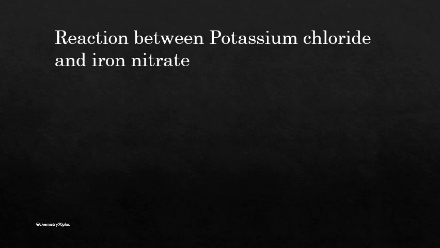Now let's see what if we have some chemical reaction like this. Can we write a net ionic equation for this one? Will there be any visible chemical change? Let's say potassium chloride. So potassium chloride, the formula is KCl. And iron nitrate, what is the formula for iron nitrate? Fe(NO3)2. This is iron(II) nitrate.